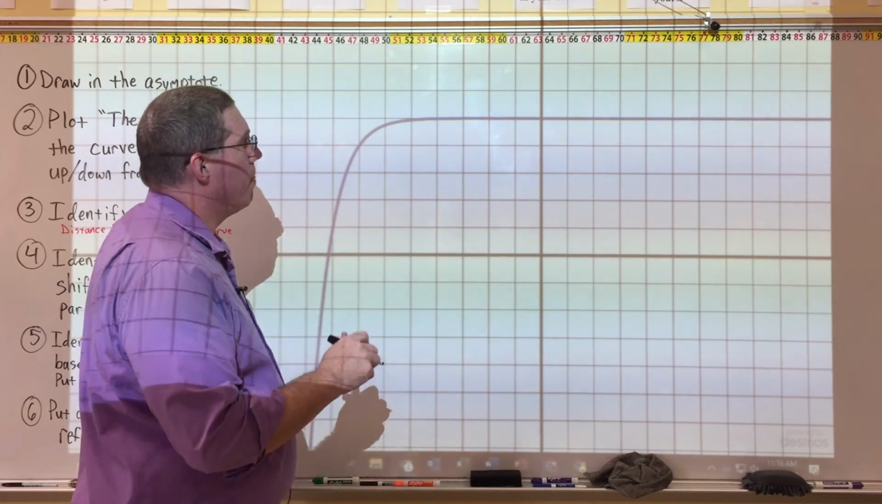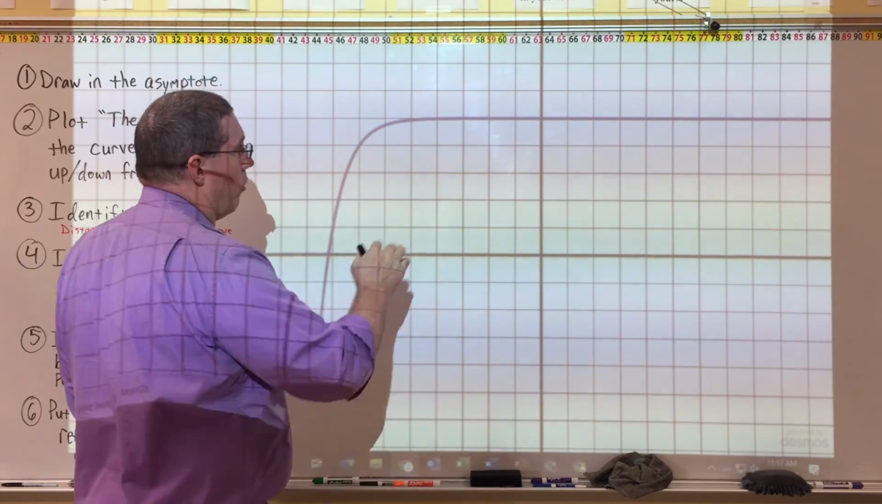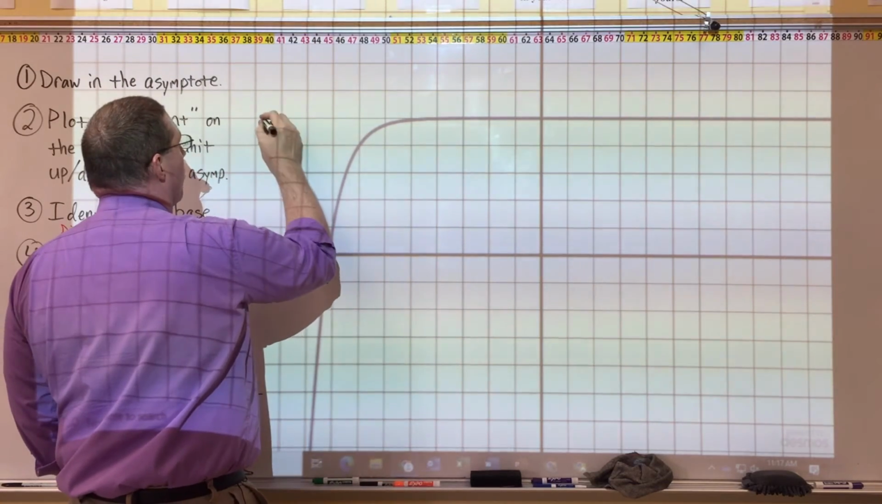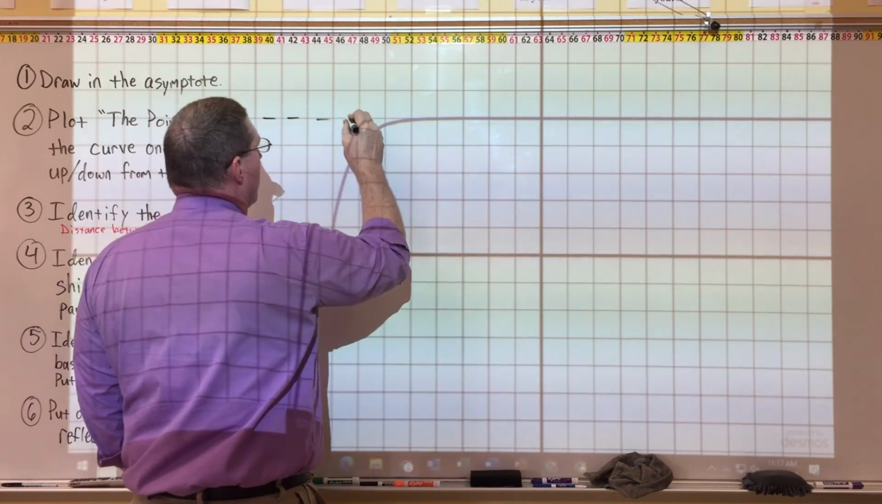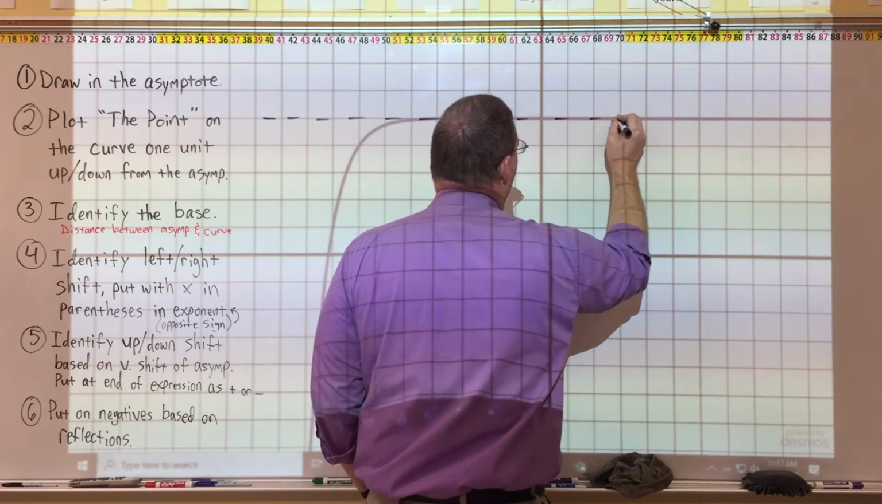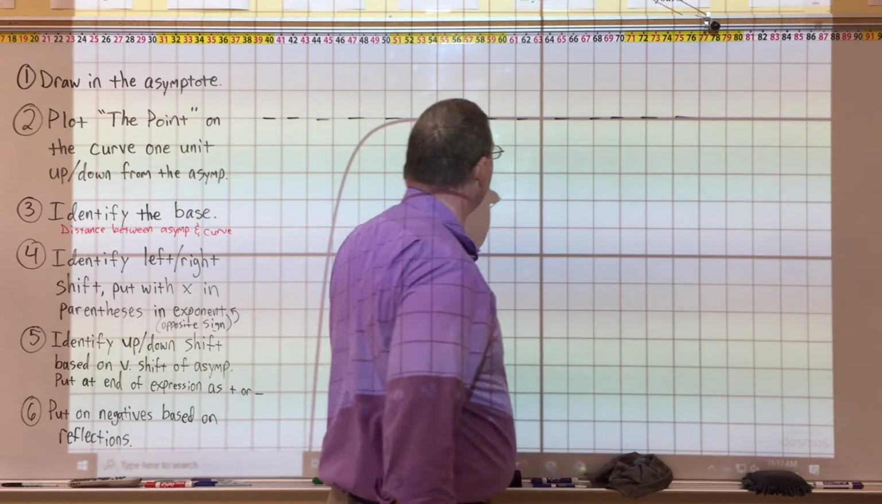All right, so first thing we're going to do is draw on the horizontal asymptote. Here's the flat part right here. So here's the horizontal asymptote. I like drawing from left to right. It's a little easier for me. So there's my asymptote. I don't have to go too far, really.